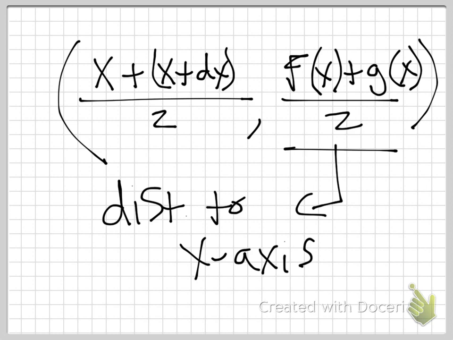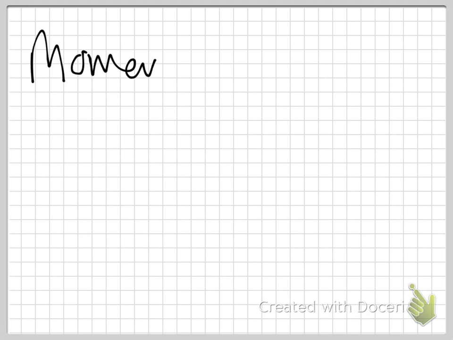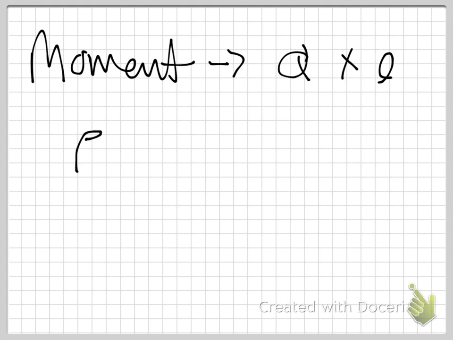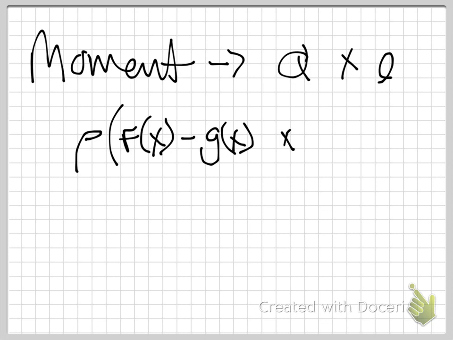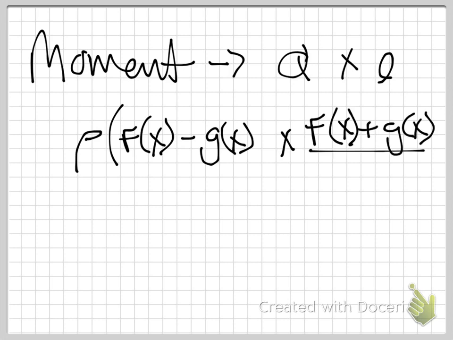We've got the distance. And remember what a moment is. A moment is simply some quantity times some length, or some distance to some particular thing. So in our particular case, the quantity is mass, and the length is the distance to the x-axis. Well, fortunately for us, we already have an expression for mass. It's the density times f of x minus g of x. And we already have a distance. It's the distance to the x-axis, rather, which we said would be the coordinate of the y center of mass for this particular strip. So it's f of x plus g of x divided by 2.